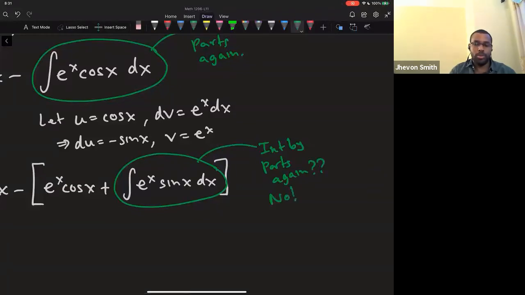Well, no, you'd be going forever, right? Because you're going to just go back to the e to the x cosine, then back to the e to the x sine, then back to the e to the x cosine, then back to the e to the x sine. So yeah, I guess integration by parts can't deal with this guy. Well, no, of course it can. That's why I put it as an example. But you don't do this, you'd go forever.